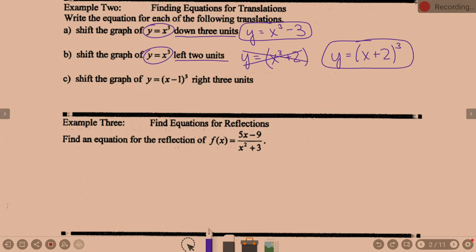We have a different base graph this time. So we're starting with y equals x minus 1 cubed. And we're going to go right 3 here. So x minus 1 cubed, right 3.